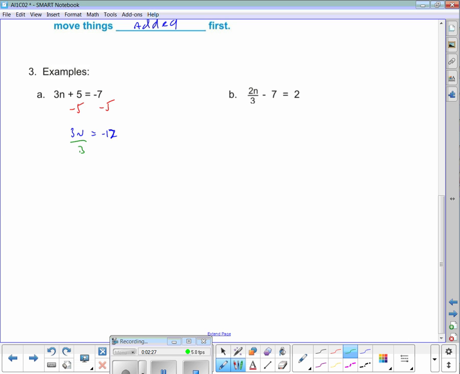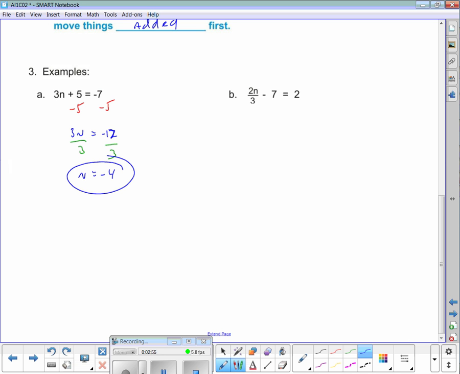Okay, so I can divide both sides by 3, right? We're using a shortcut. Not a problem. Divide both sides by 3, which is the same as multiplying both sides by 1/3, right? Exact same thing. Multiplying by 1/3 and dividing by 3 is the same thing. And we end up with n equals -4.